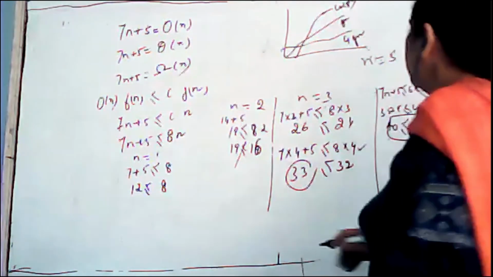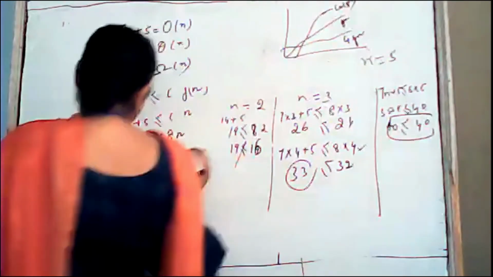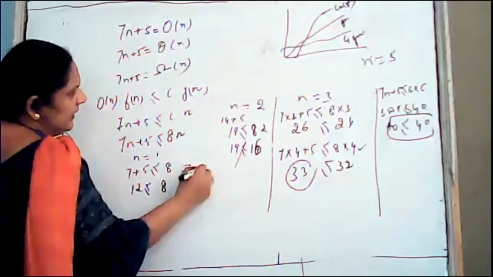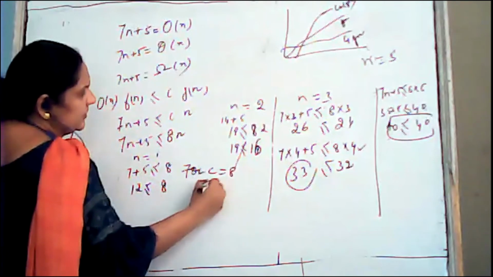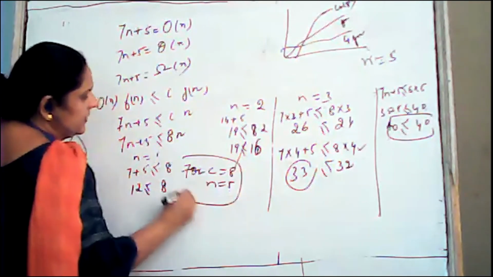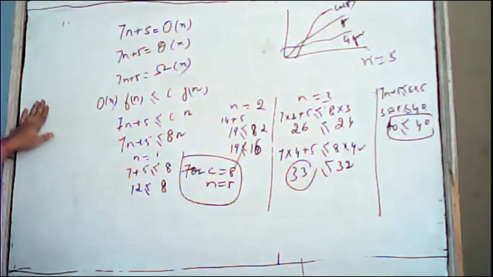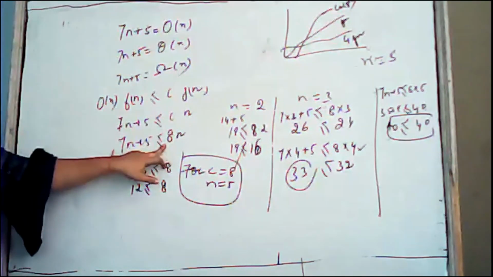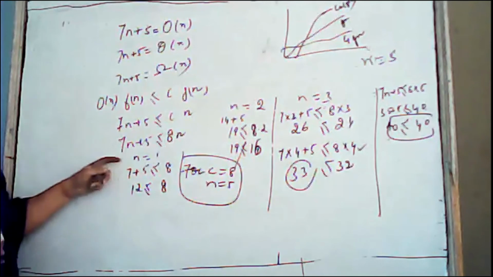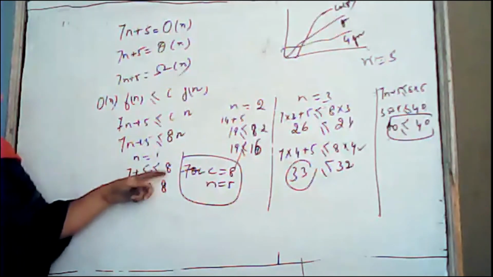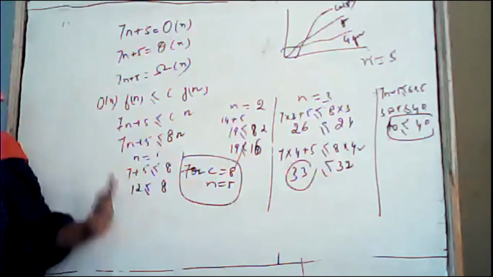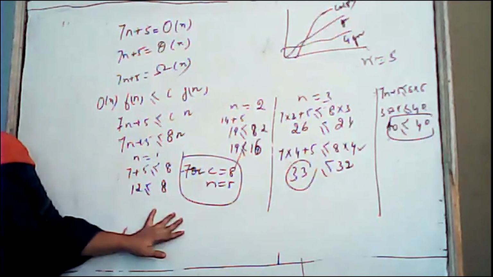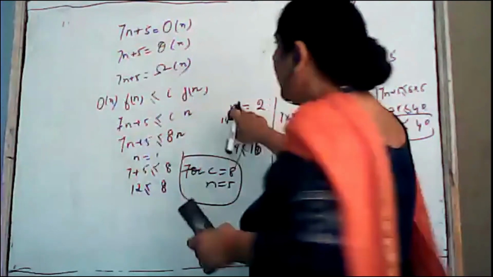Fine. So for c is equal to 8 and n is equal to 5, this equation is going to be satisfied. I again repeat, we have to take the upper bound here because it is less than. So we are going to take the upper bound 8n. So n is equal to 1. 7 plus 5 is less than or equal to 8 because n is 1. So 12 is less than 8. Not true. Then here n is equal to 2.